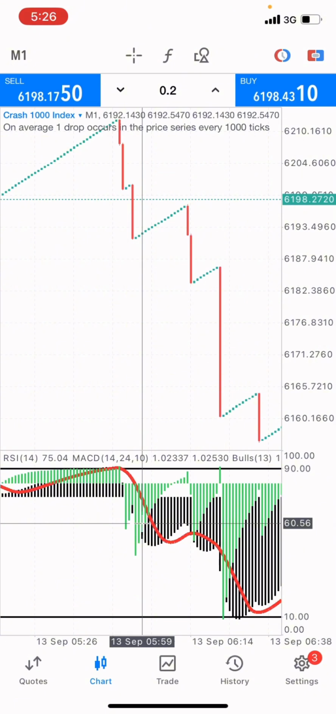So what you need to do right here is to go over to your demo account and practice this strategy. Make sure you practice it very well. You want to make sure that you understand how to use this indicator perfectly before you think of implementing it on your account.